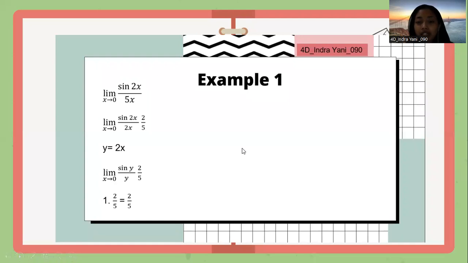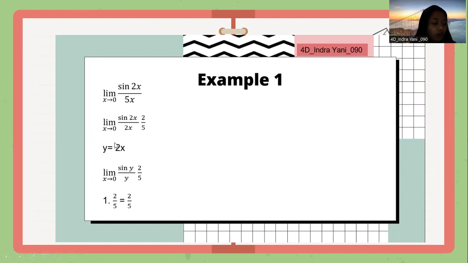I have two examples this time. The first example: the question is the limit as x approaches 0 of sine 2x divided by 5x. The solution is the limit as x approaches 0 of sine 2x divided by 2x, and we multiply it by 2 over 5.